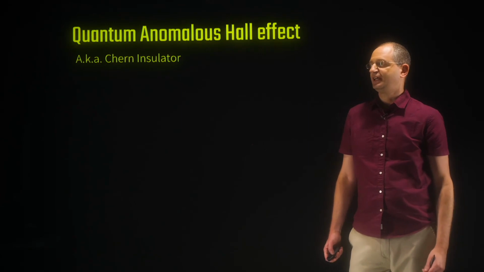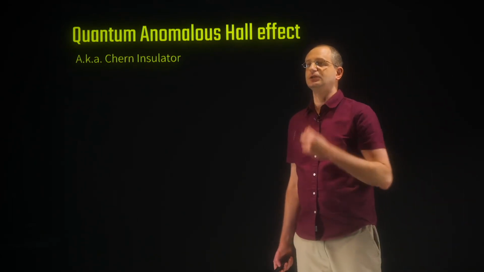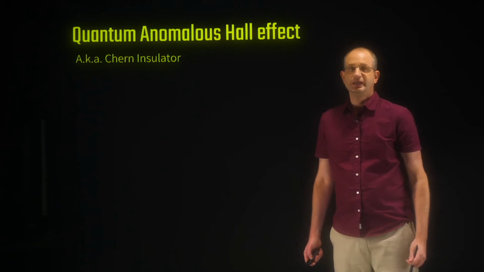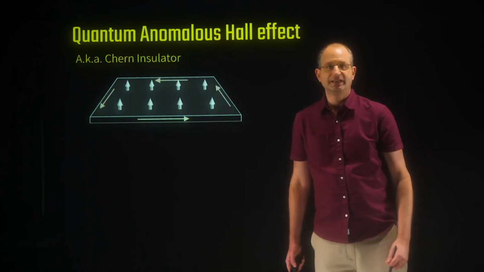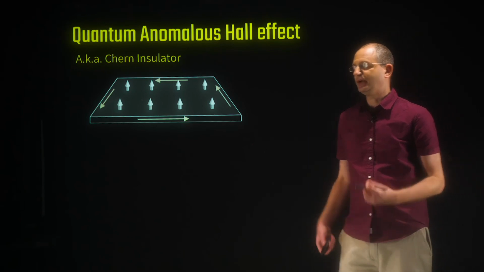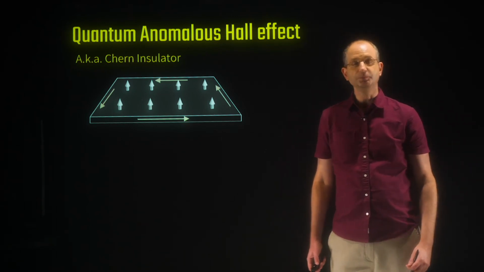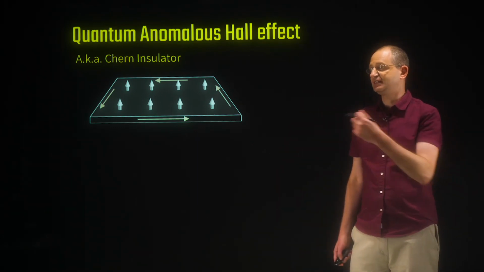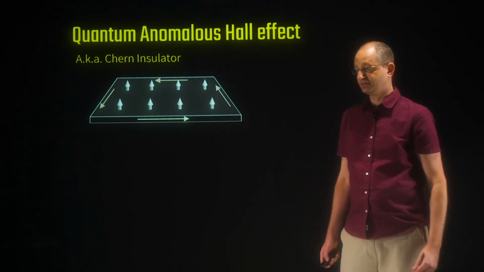So what is a quantum anomalous Hall or a Chern insulator material? It's some kind of ferromagnet, a system that breaks time reversal symmetry spontaneously. You need to break time reversal symmetry in some way to get a non-zero Hall conductivity.